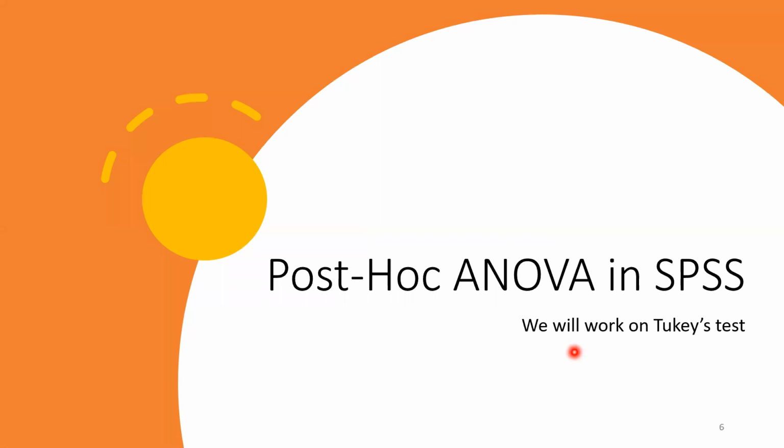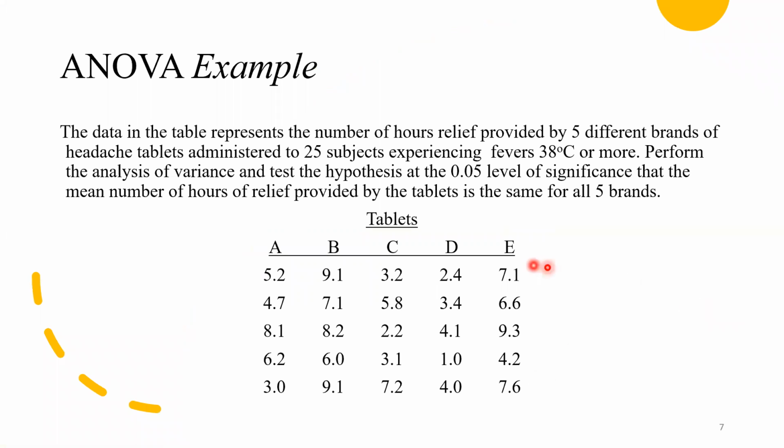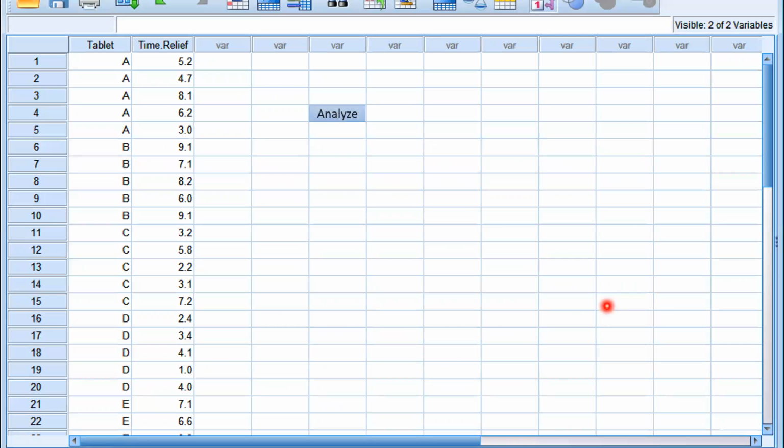There are several post-hoc tests. We will work with the Tukey test because the application of the other tests is similar in SPSS. We discussed the example where we had 5 brands of tablets administered to 25 subjects, and each tablet was given to a group of 5 people. So we had 5 groups, and each group was given a single tablet: A, B, C, D, E.